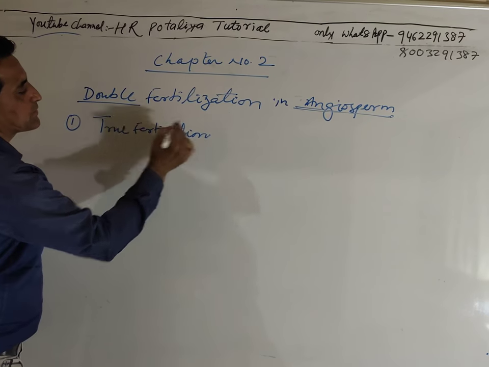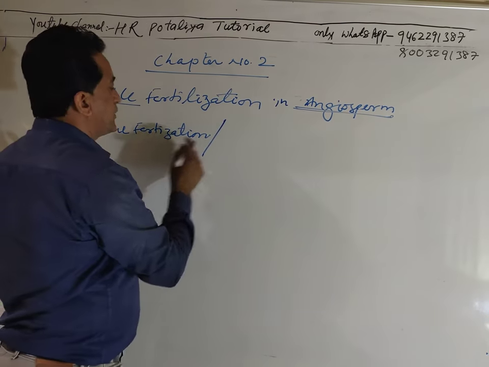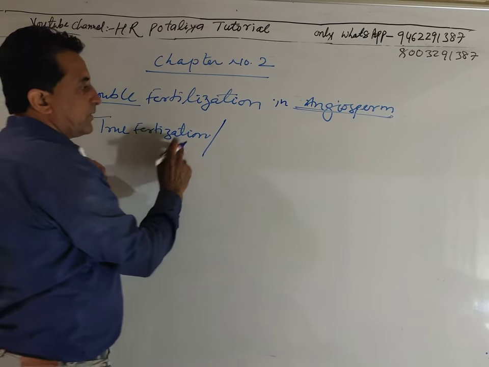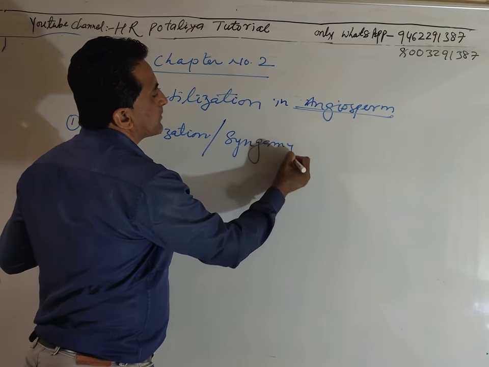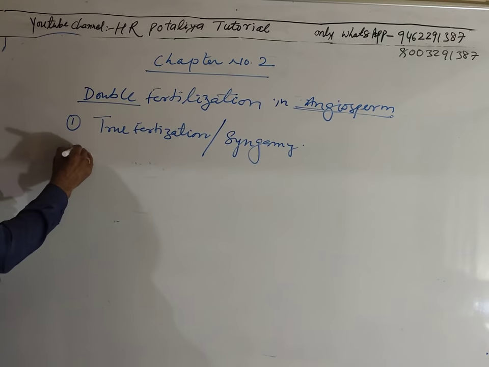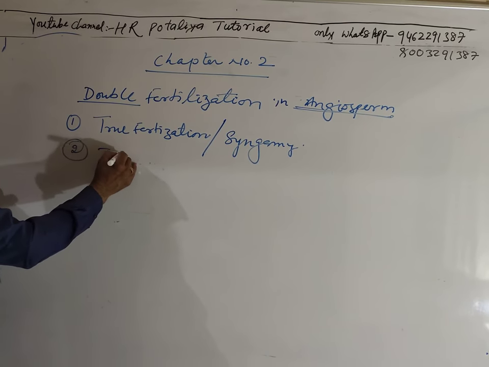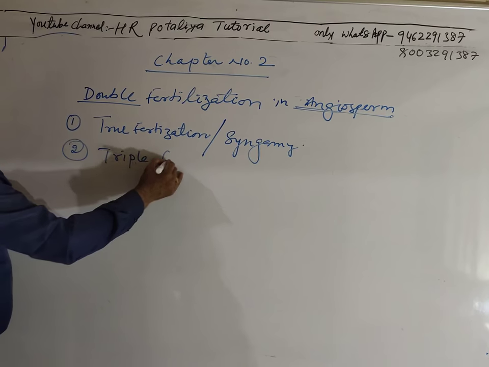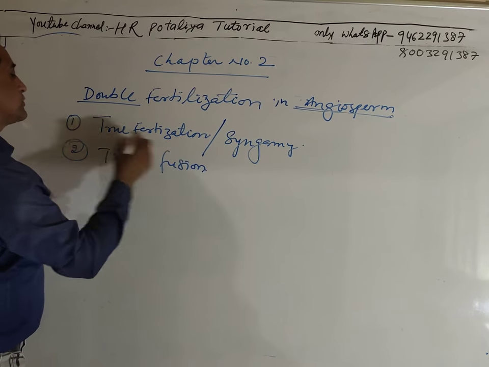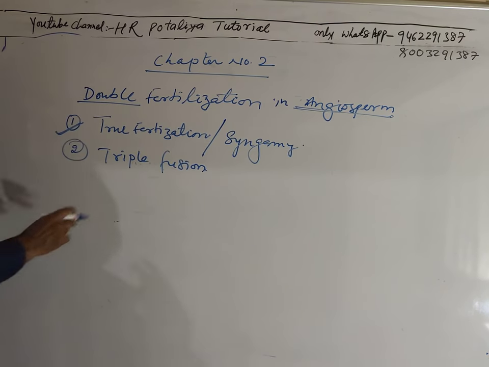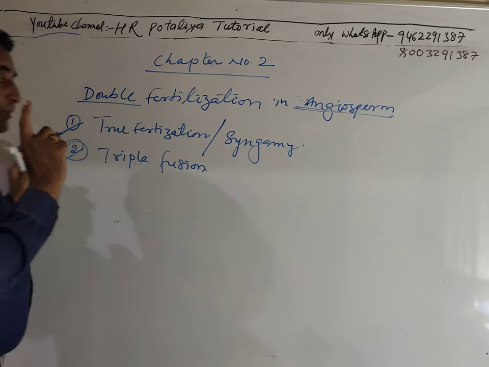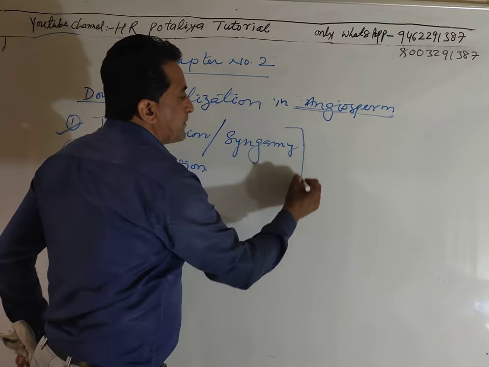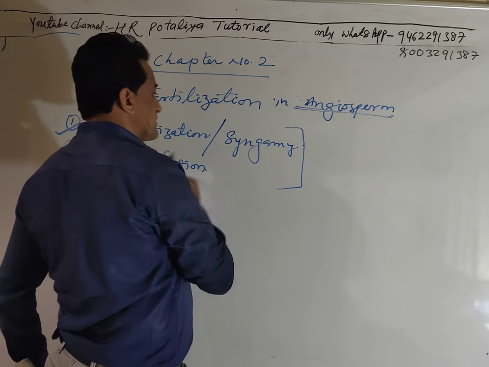Double fertilization, or that is also known as syngamy. And second, that is the triple fusion. So one is the double fertilization or syngamy, and second is the triple fusion. The fertilization takes 2 times, syngamy and triple fusion.